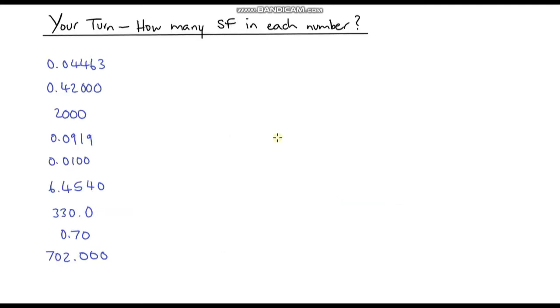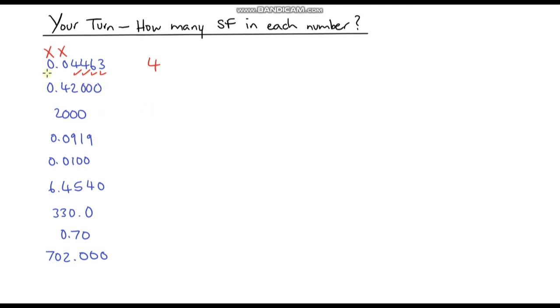Okay, so now it's your turn. What I'd like you to do is go through each of these numbers and determine how many significant figures are in each number. Okay, so let's go through this together now. Remember, any leading zeros are not significant. So the first one is going to be the 4. We've got 1, 2, 3, 4. So there are 4 significant figures there.